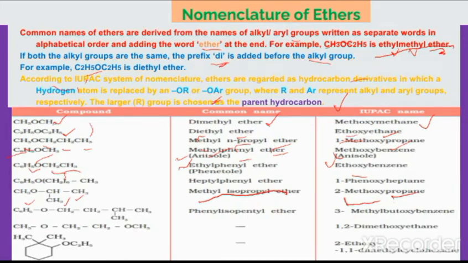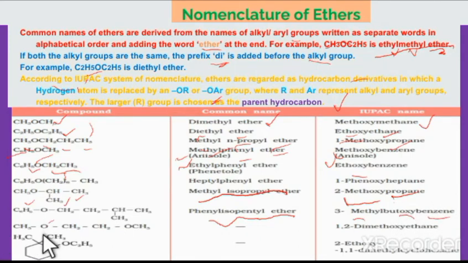The other one is C6H5OCH2CH2CH(CH3)CH3. This is known as phenyl isopentyl ether, which is the common name. The IUPAC name is 3-methylbutoxybenzene.